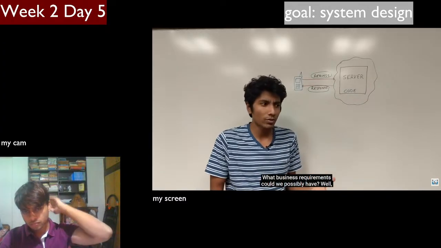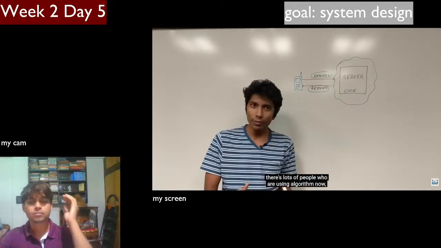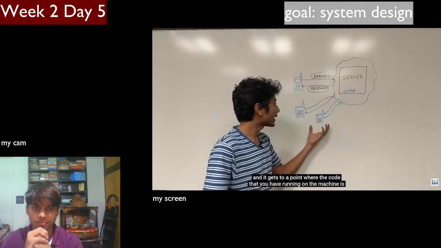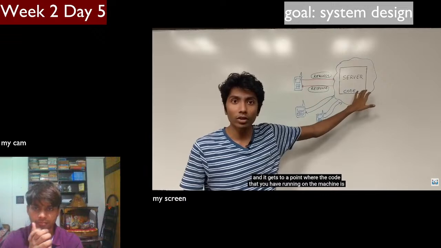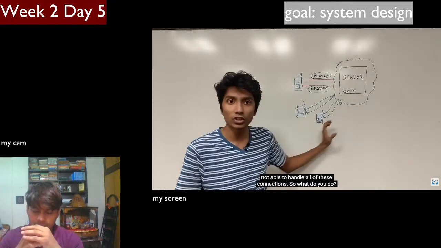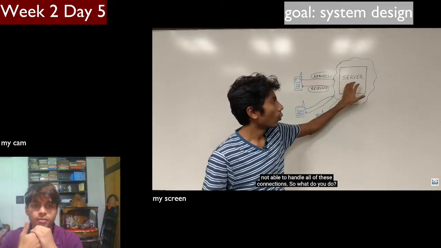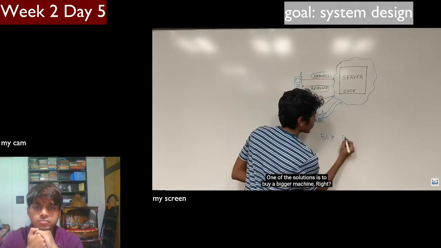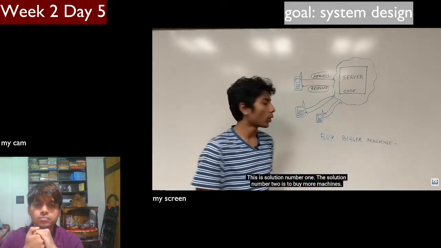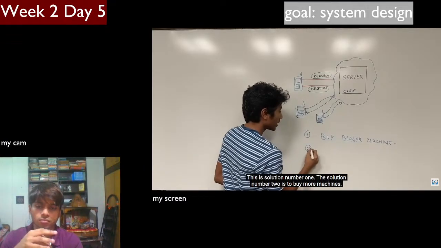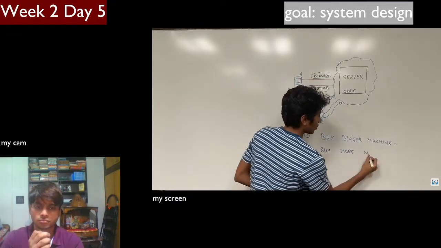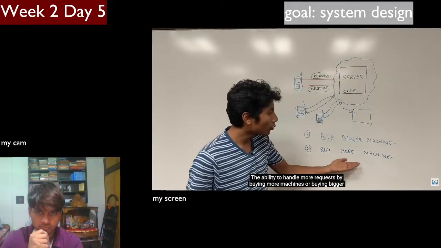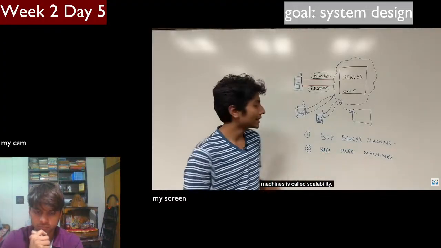What business requirements could we possibly have? Well, there's lots of people who are using the algorithm now, and it gets to a point where the code that you have running on the machine is not able to handle all of these connections. So what do we do? One of the solutions is to buy a bigger machine. Right, this is solution number one. The solution number two is to buy more machines. The ability to handle more requests by buying more machines or buying bigger machines is called scalability.